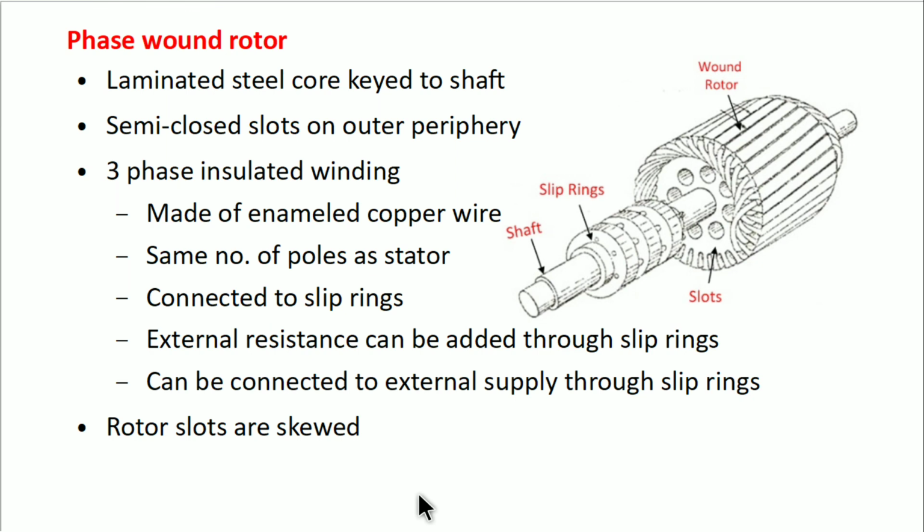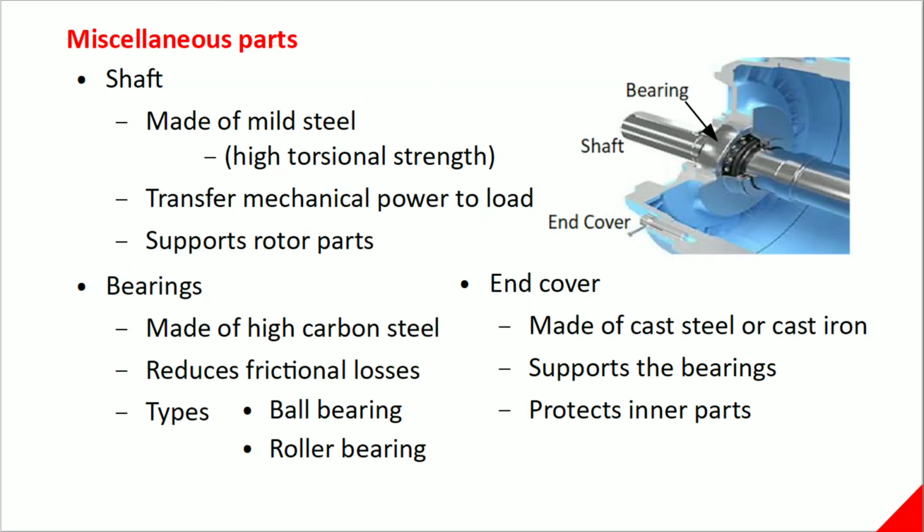The next part is miscellaneous parts, that is the shaft. The purpose of the shaft is to transfer mechanical power to the load. The shaft is connected with the help of a pulley to connect it with the load or some gear or some other arrangement whatsoever it may be. The shaft also supports the rotor and is supported by bearings, which are further supported by end rings.